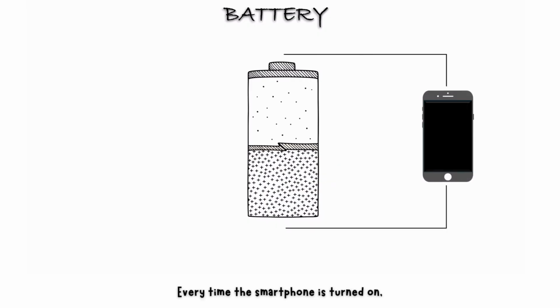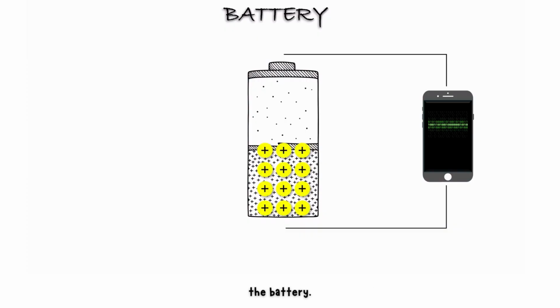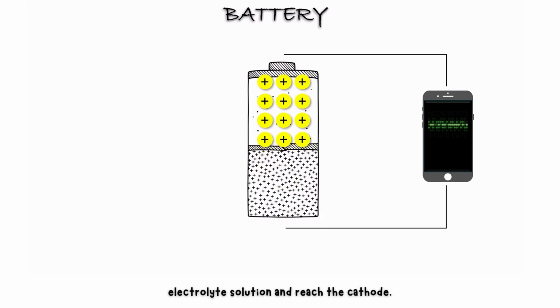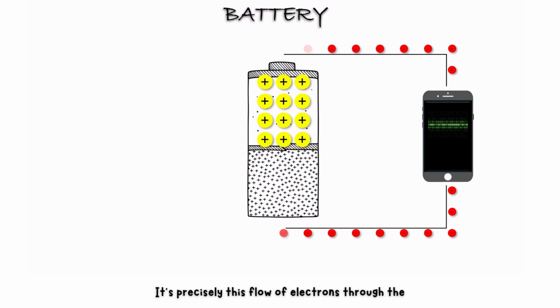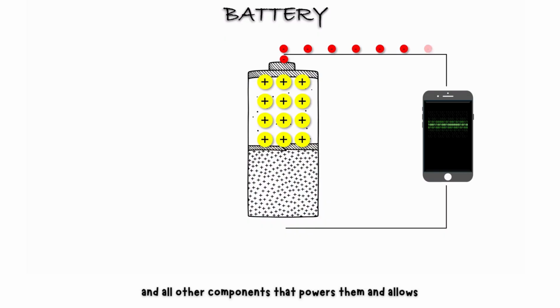Every time the smartphone is turned on, a controlled chemical reaction is triggered inside the battery. Lithium ions detach from the anode, travel through the electrolyte solution, and reach the cathode. This movement of ions forces electrons to leave the anode and flow through the external electrical circuits. In this case, your smartphone circuits. It's precisely this flow of electrons through the display, processor, sensors, and all other components that powers them and allows the phone to function.